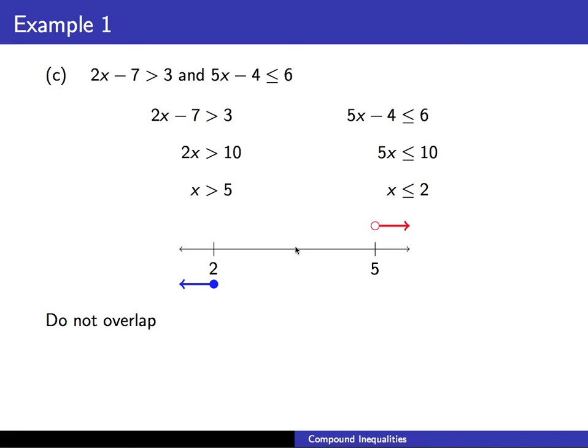So for instance, even in between, if we pick a 3, 2 times 3 minus 7 is not greater than 3. And 5 times 3 minus 4 is not less than or equal to 6. So because our graphs, our shadings do not overlap, then there's no value that will make both inequalities true, which means there's no solution to this problem.